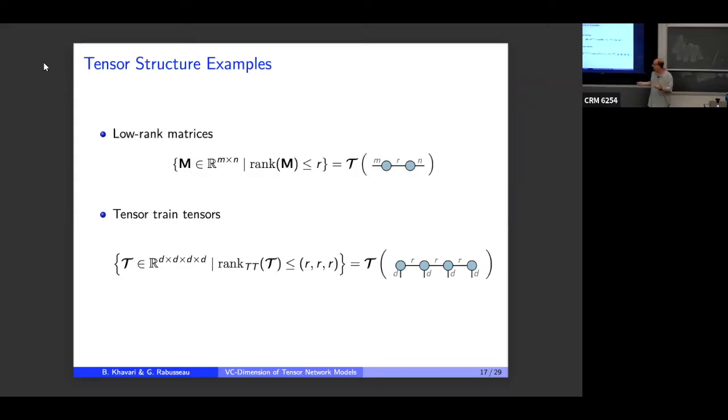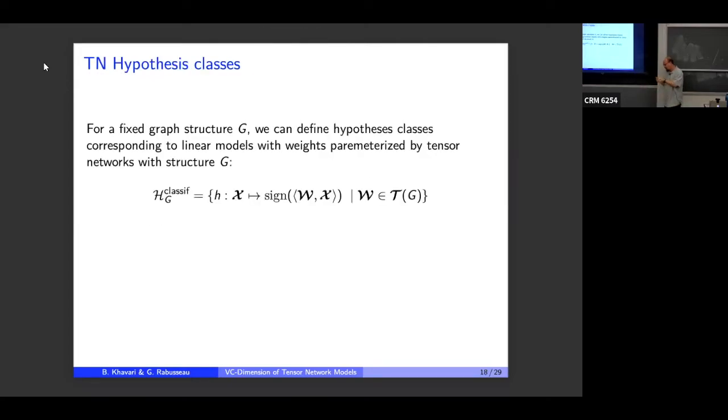And so now we are ready to frame the problem. What we want to do, for a fixed but arbitrary graph structure G, is talk about the VC dimension of these hypothesis classes. So for example, for classification, I fix my graph structure G, and I consider the set of all linear models, right? So it's the sign of this inner product, where W is a tensor that can be expressed with this tensor network structure, with a fixed G. And so this is for classification.